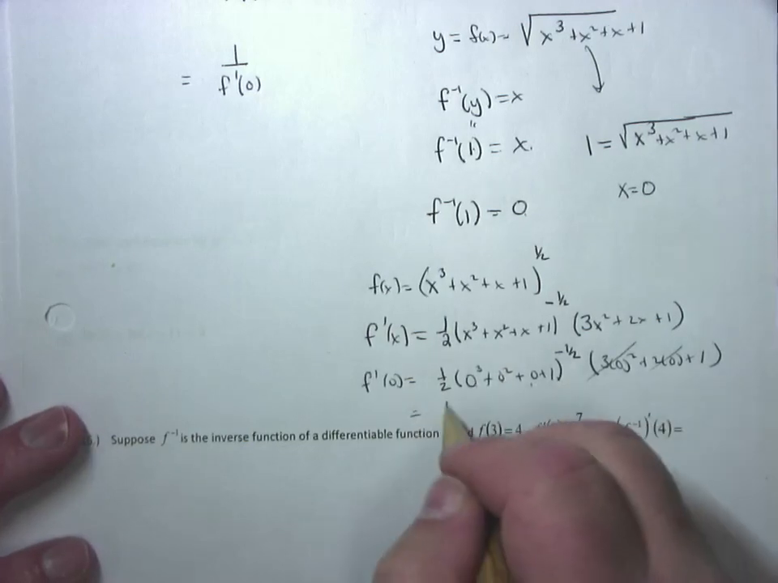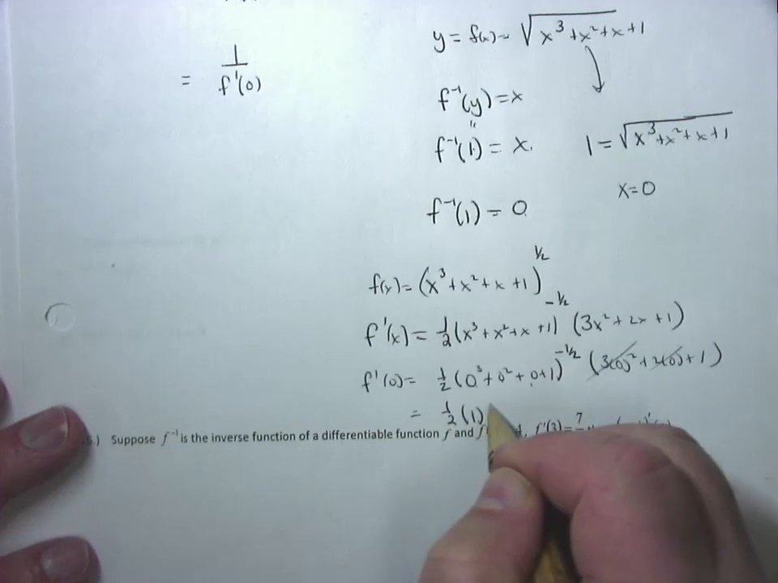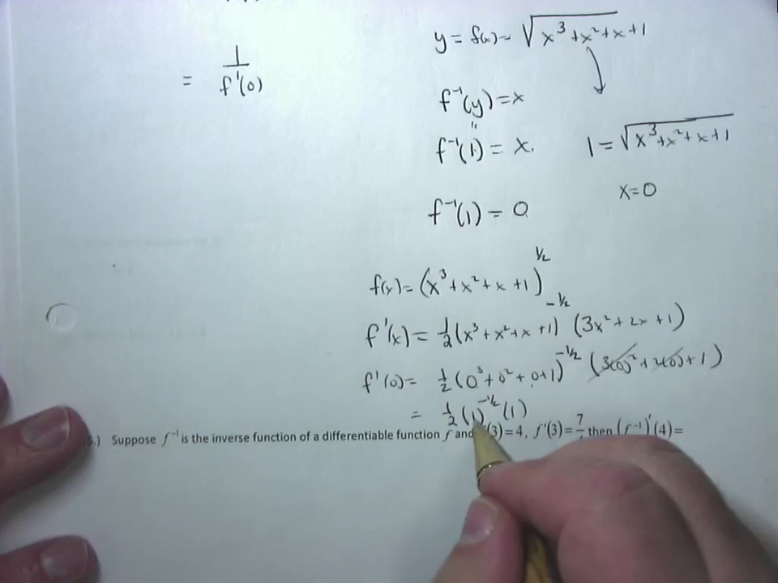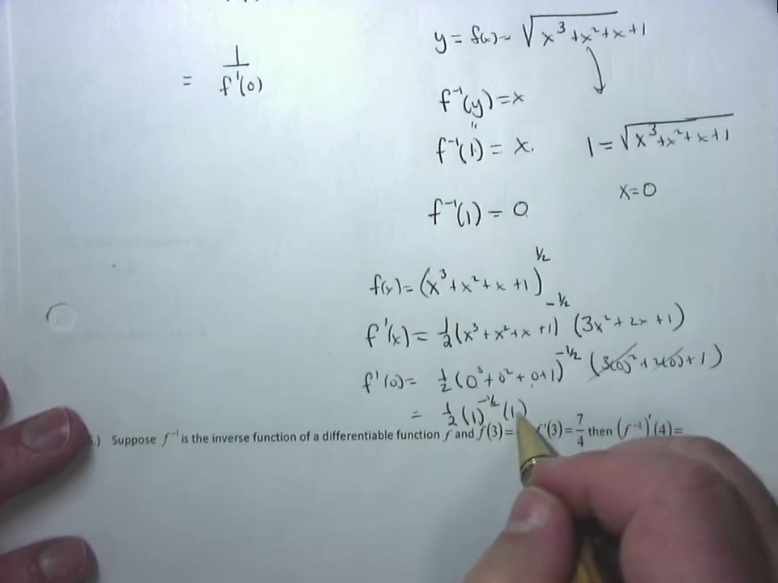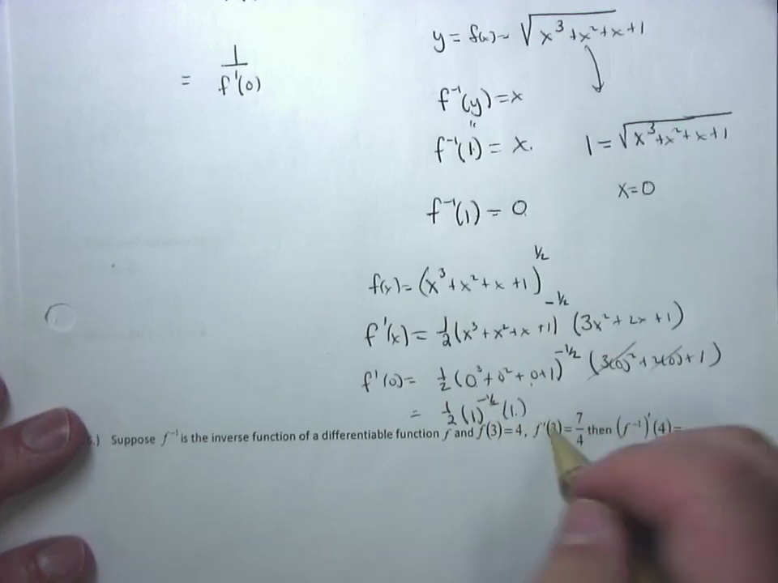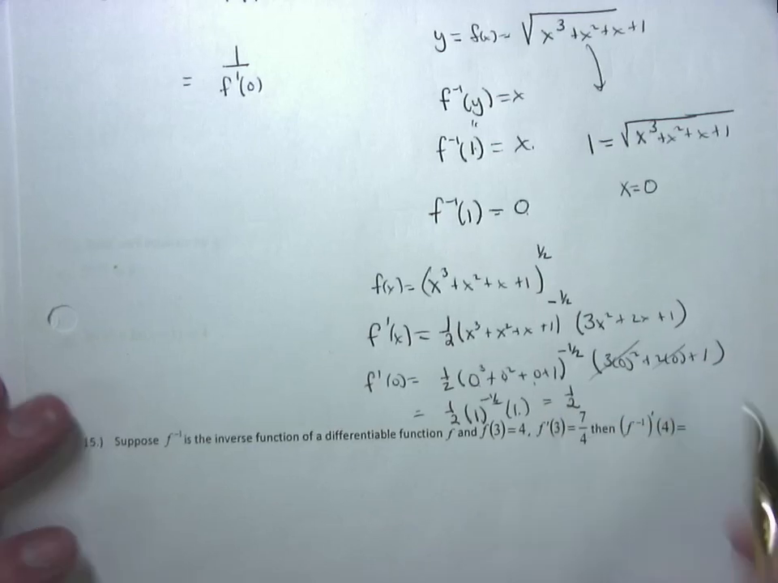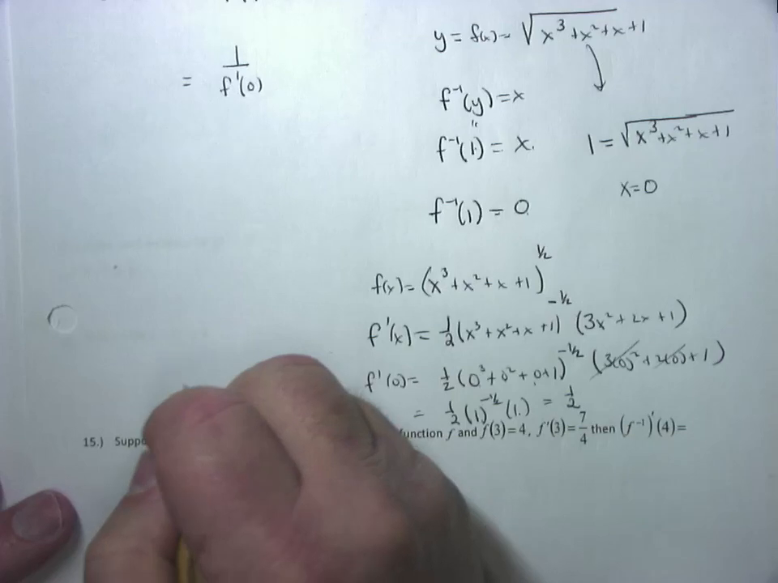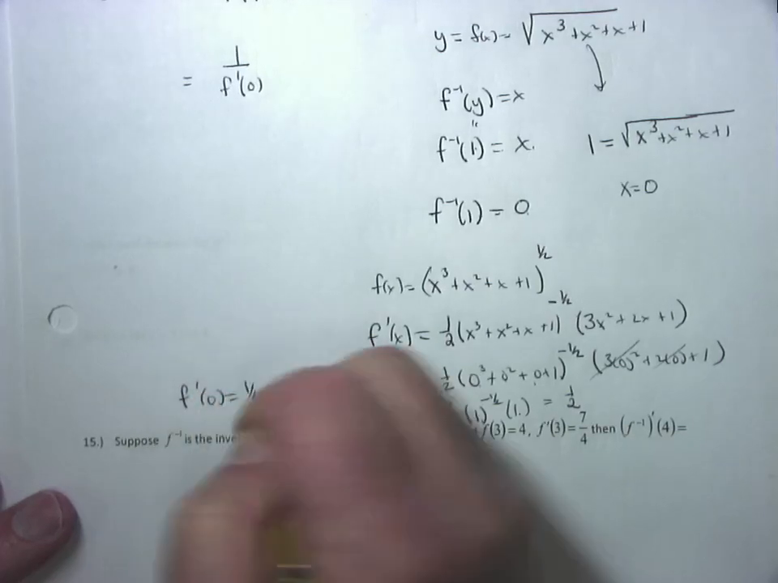So this is going to be 1/2 of 1 to the negative 1/2 times 1. Well, 1 to the negative 1/2 is still 1. Times 1 is 1. Times 1/2 is 1/2. So f prime of 0 equals 1/2.